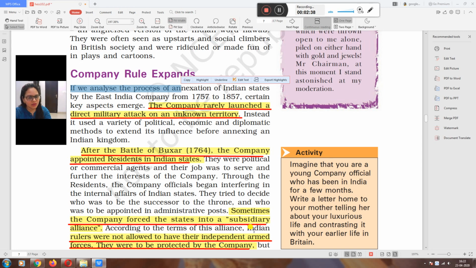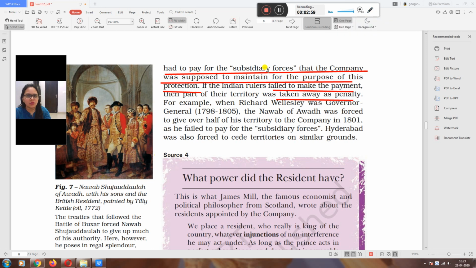It means that Indian rulers were not allowed to have their independent armed force. Yes, the Indian rulers were not allowed to have their independent army. They were to be protected by the company. They had to pay for the subsidiary forces that the company was supposed to maintain for the purpose of this protection. If the Indian rulers failed to make the payment, then part of their territory was taken away as penalty.